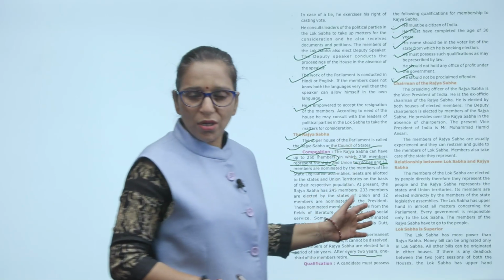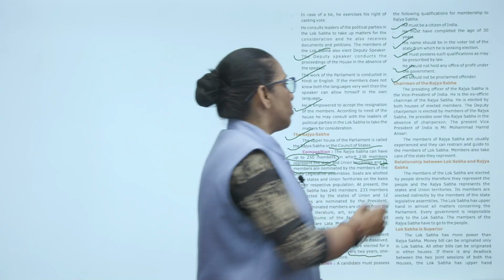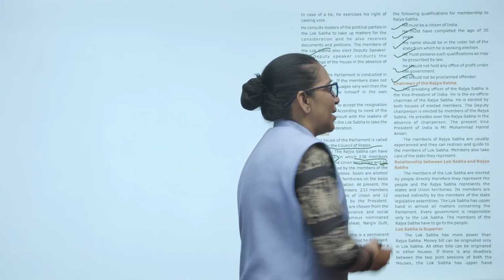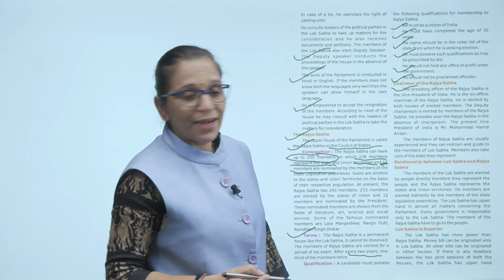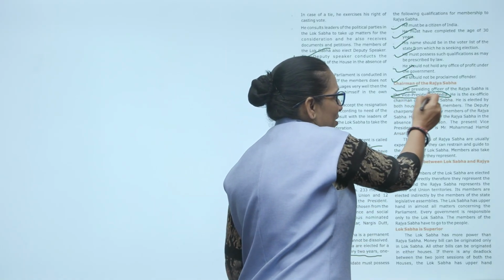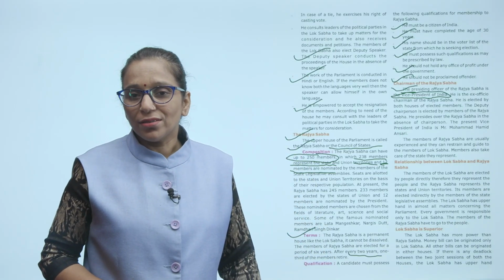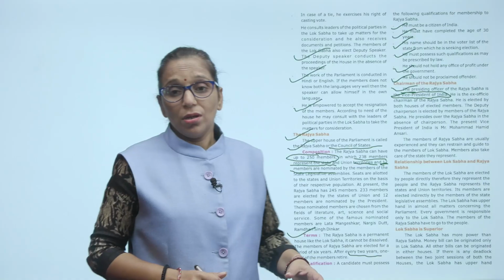So, chairman of the Rajya Sabha. Like the Speaker in the Lok Sabha, in Rajya Sabha we have the chairman. The presiding officer of the Rajya Sabha is known as the chairman, and that is the Vice President of India. The Vice President of India is the ex officio chairman of the Rajya Sabha. He is elected by both houses' elected members. The deputy chairperson is elected by the members of Rajya Sabha.